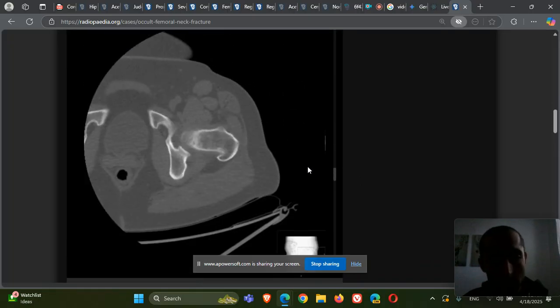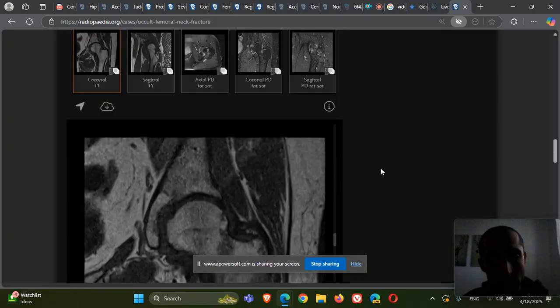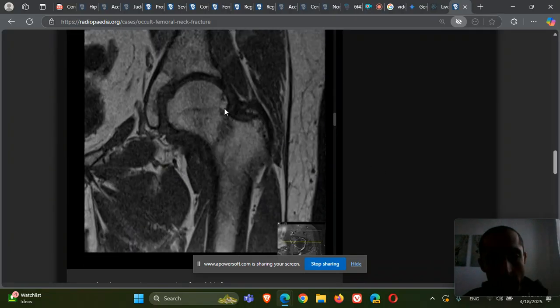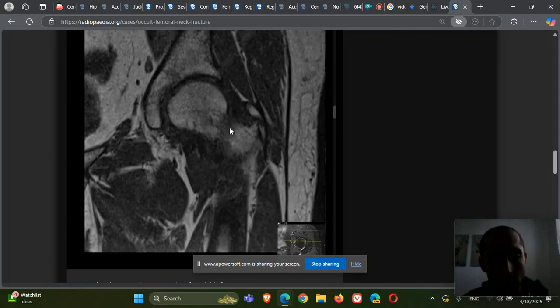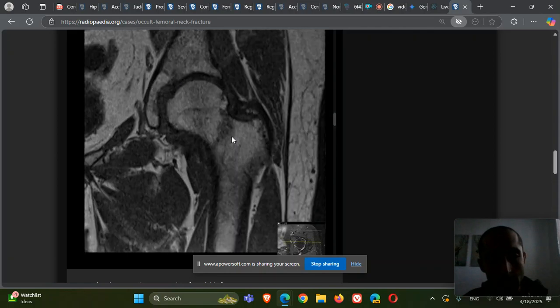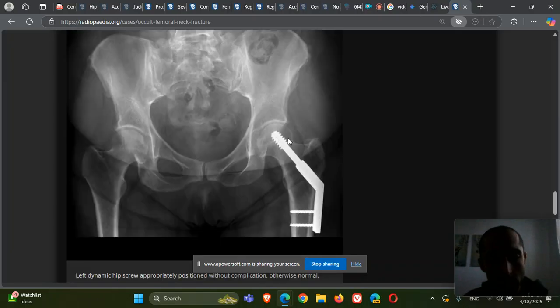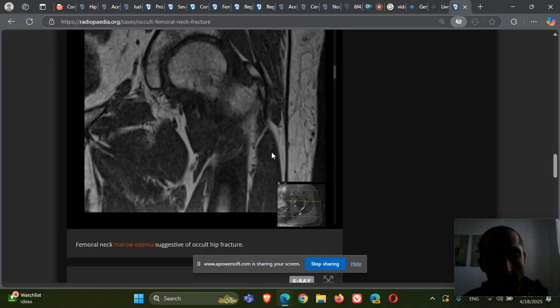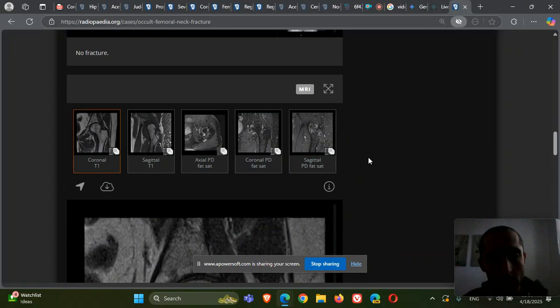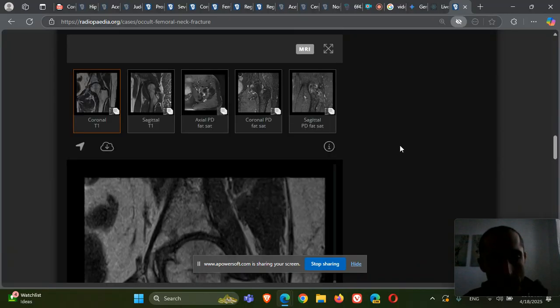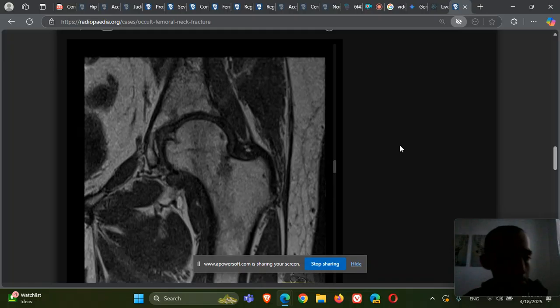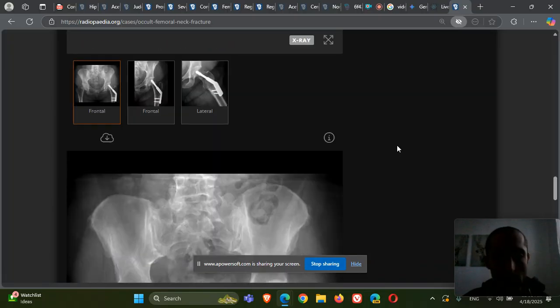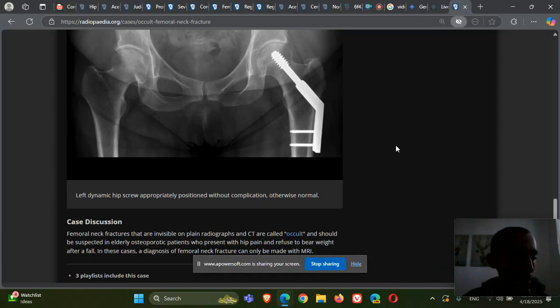CT is not sensitive enough to show you this line of fracture, but when you're looking on MRI, you will see this hypointense area on T1, which is the marrow edema, which means that there is an acute fracture, and this is how it was treated. This is of course a femoral neck fracture, quite prone to avascular necrosis of the head of the femur. Okay, so note that when we are looking on radiographs, there are occult fractures, and this is very, very disturbing.